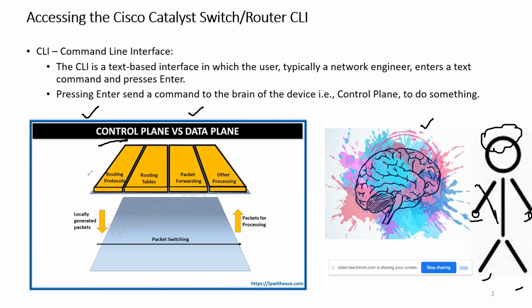So in control plane, we have routing protocols, routing tables, packet forwarding, and other processing. We'll talk about these one by one later on. Data plane actually helps you in forwarding the packets. Actual packet forwarding, packet movement, everything will be done by data plane. Control plane gives the work to data plane. Without control plane, they cannot do anything. Okay, so that's all about control and data plane as of now. We'll move further.